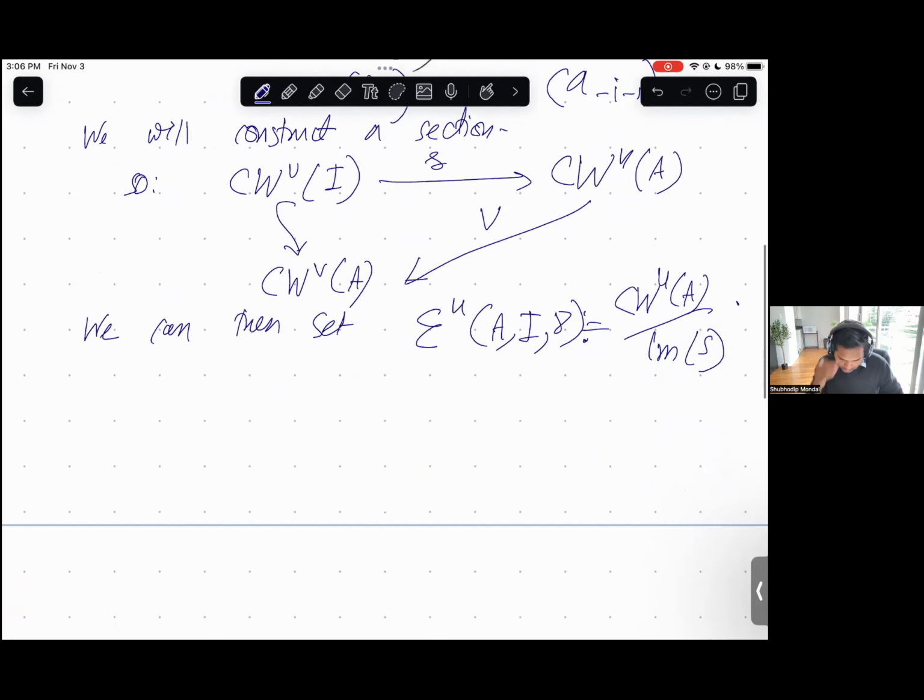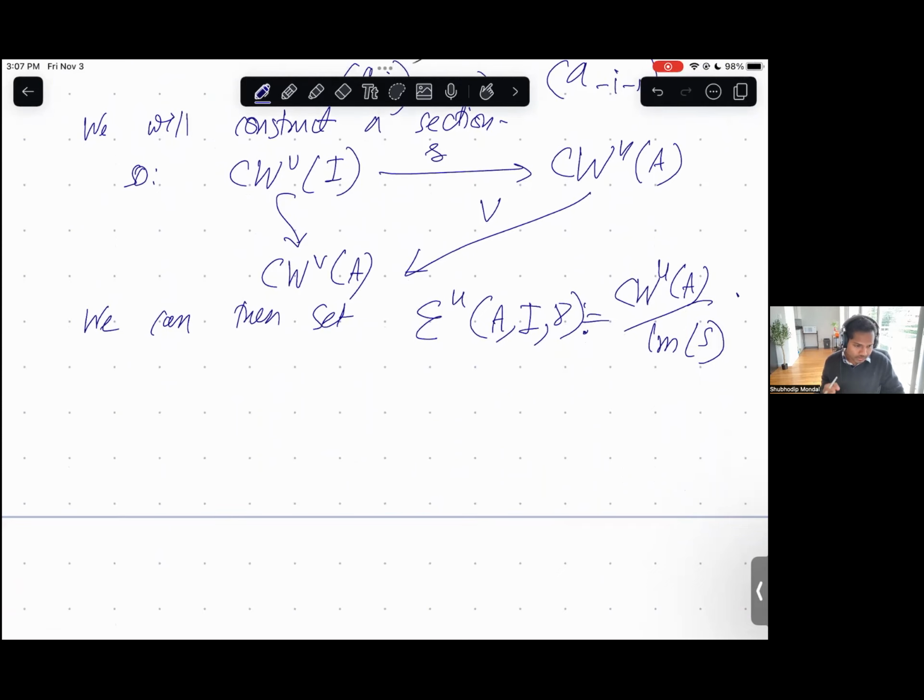Last time when I was explaining, in Berthelot, Breen, and Messing, this section is constructed by directly writing down the formula and then checking that it's additive. But actually in this picture, there are certain other identifications that one can make, which makes it very easy to see what this section should be.